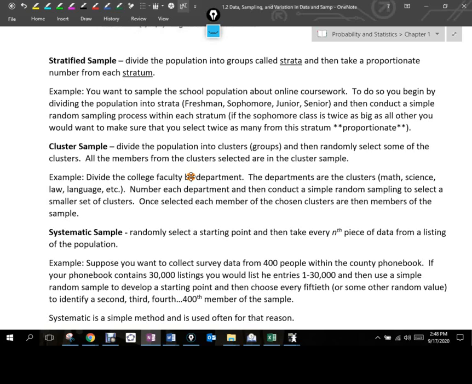Okay? So what that means, let's say I want to survey the high school student population. Is the high school student population already, by the way we do things, broken up into groups?